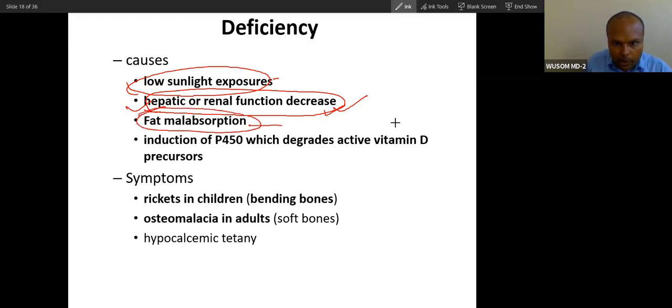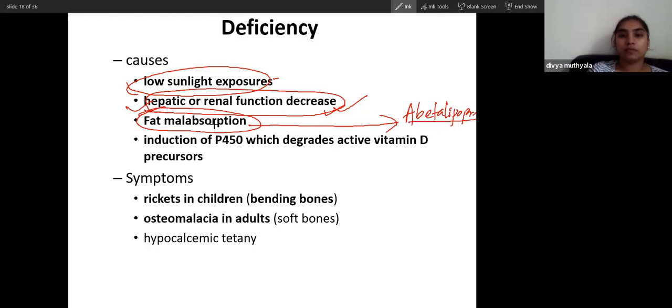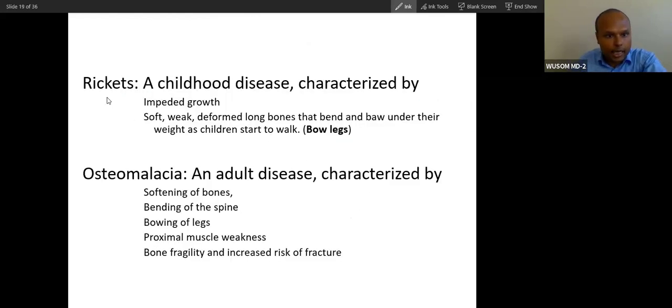So fat malabsorption, you can see in abetalipoproteinemia. Do you remember this disorder, abetalipoproteinemia? Yes, sir. So fat malabsorption. These three are very important. Deficiency will cause rickets in children and osteomalacia in adult.